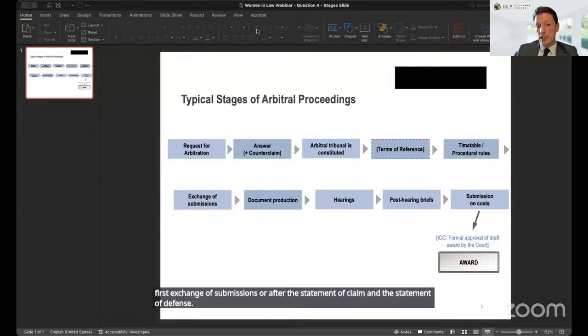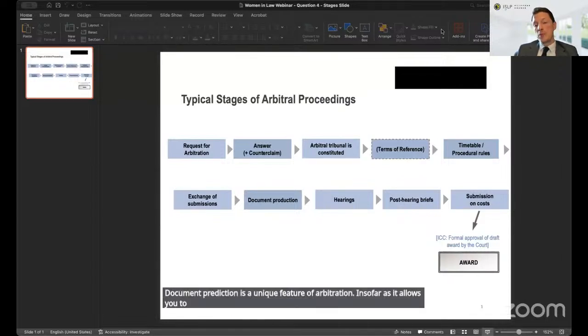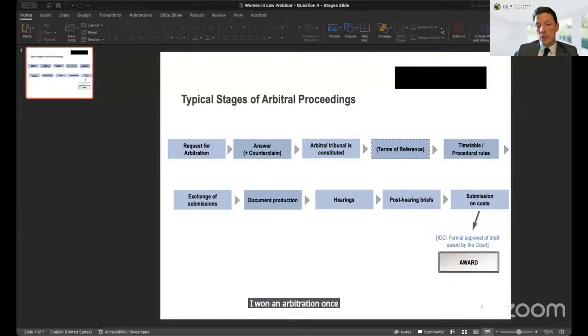Document production is a unique feature of arbitration insofar as it allows you to get documents from the other side that are relevant and material to the outcome of the case. I won an arbitration once thanks to documents obtained during the document production phase.